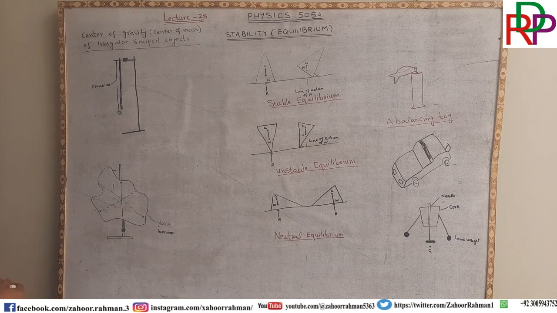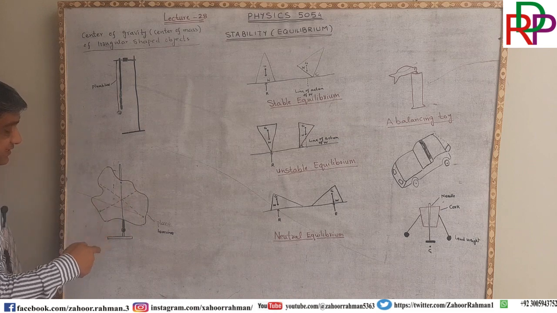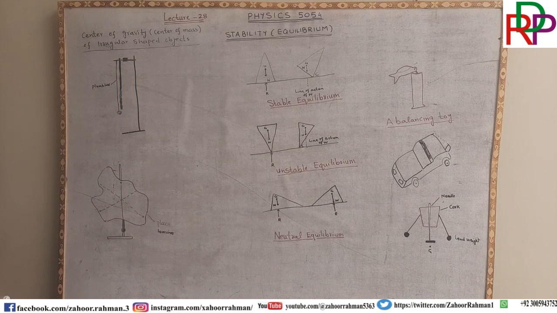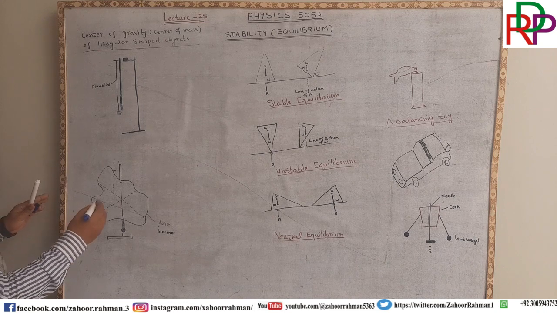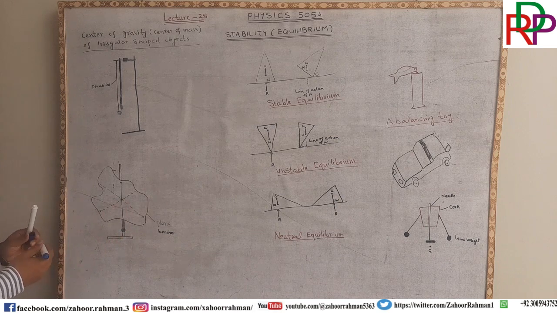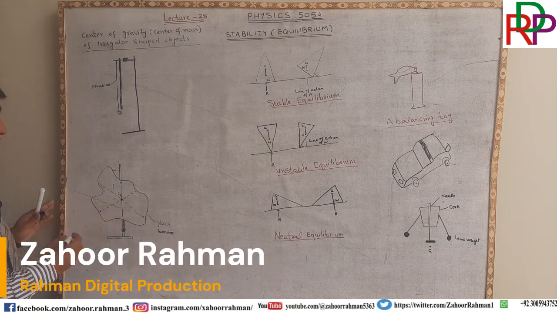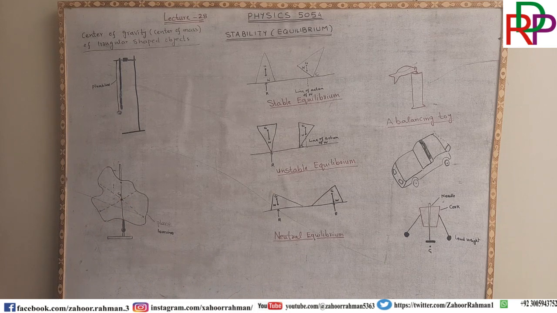Ladies and gentlemen, wherever these 3 lines intersect each other, that will be the center of gravity. So in this particular case, it is here. In this way, you can find the center of mass or center of gravity of irregular shape objects.